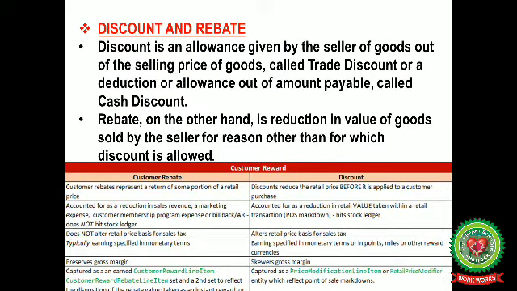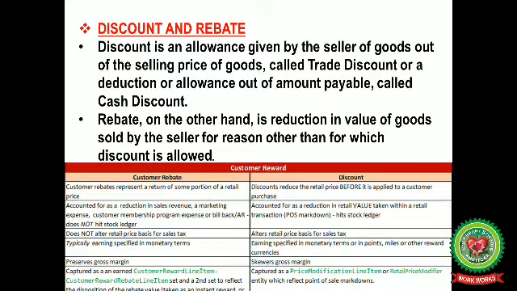Now, discount and rebate. Discount is an allowance given by the seller of goods out of the selling price of goods, that is called trade discount, or a reduction or allowance out of the amount payable, which is called cash discount. So, discount is of two types: one is trade discount and another is cash discount. Rebate, on the other hand, is a reduction in the value of goods sold by the seller for a reason other than for which discount is allowed.